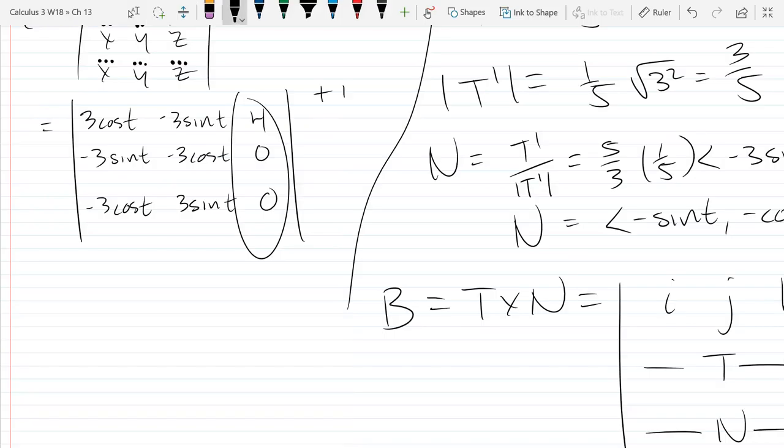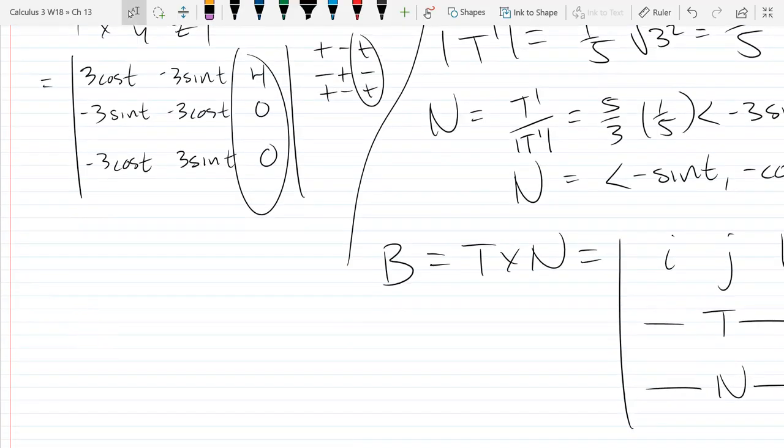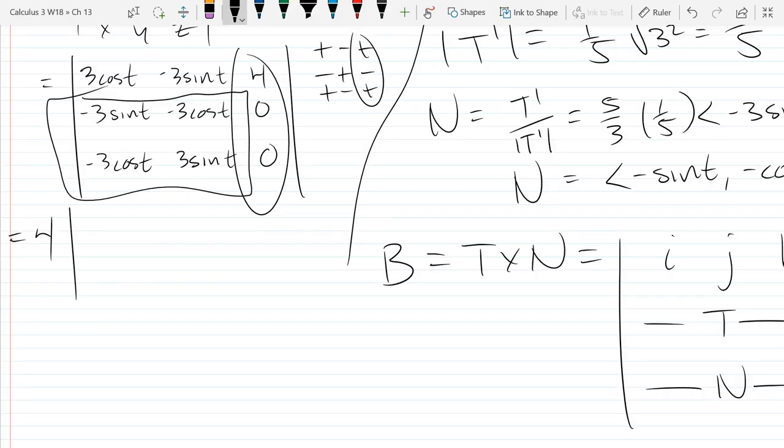Now I want to make sure that my signs are correct. Whenever you're not going across row one or column one, make sure you're starting with the correct sign. In this case, it's going to go plus, minus, plus. If I was in a 4x4 matrix on the last column, I'd go minus, plus, minus, plus. So make sure you pay attention to that. So we get 4 times the determinant of this matrix that I just boxed.